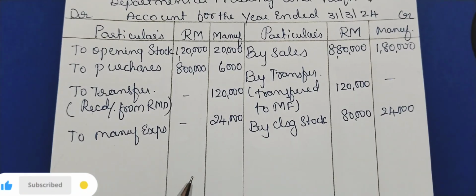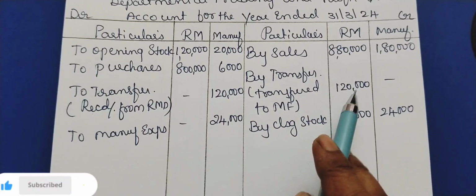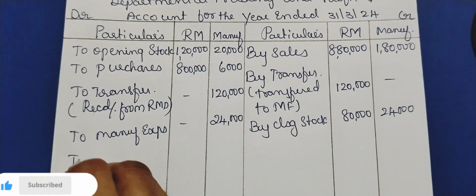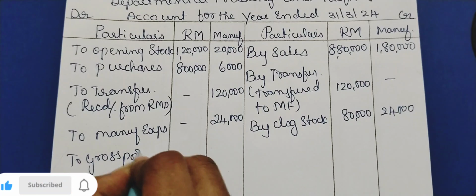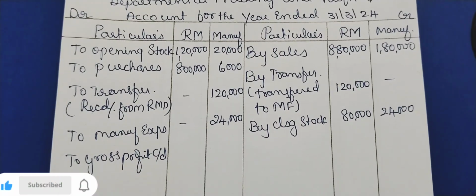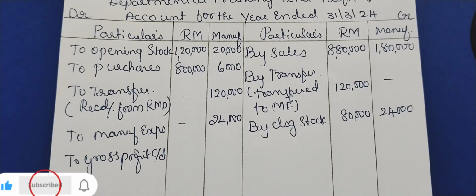Now let us find out the GP. So by observing here, you can see here the credit exceeds the debit. So gross profit carried down, right? What is the total? Let us find out the total now.